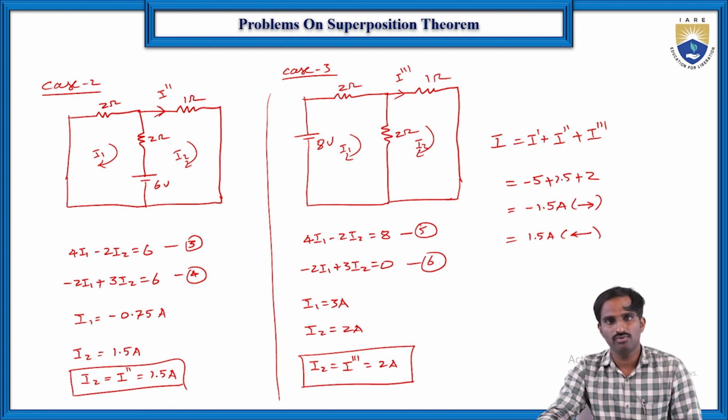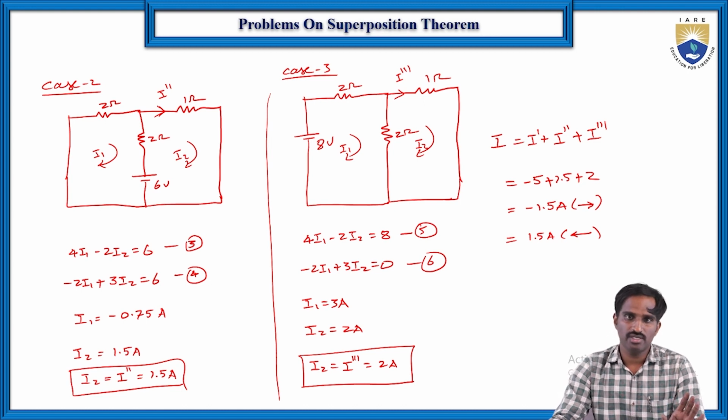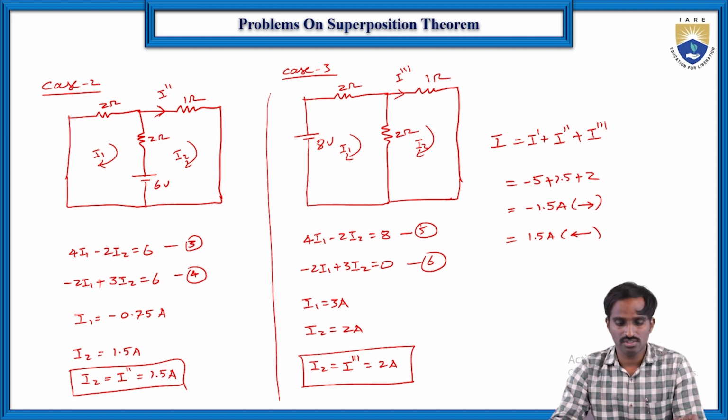Okay, because here the negative sign indicates just the direction. We are getting the negative current, which means whatever the current that we are considering as a reference current, the exact opposite is the actual current direction. So that's why we got the negative sign, right? So this is how to apply the superposition theorem.